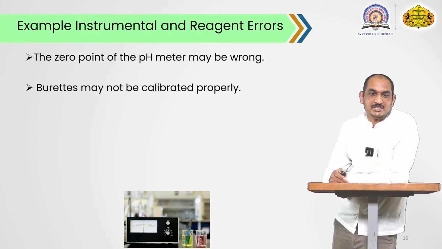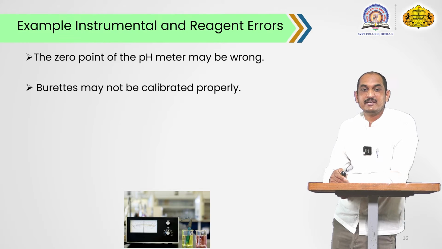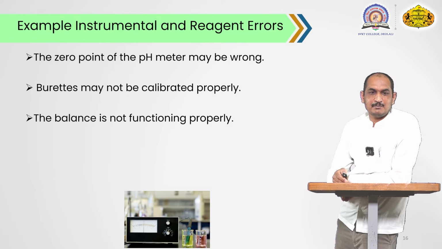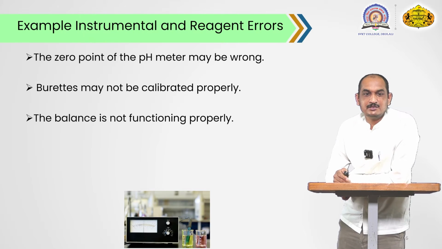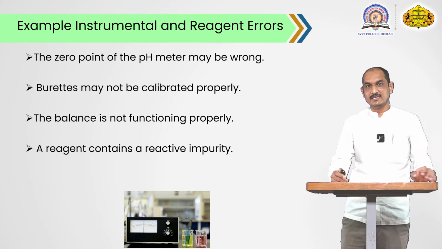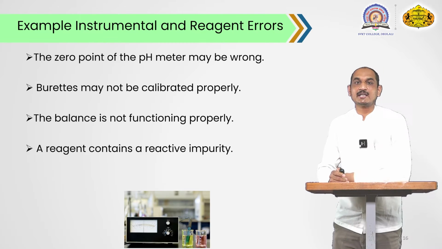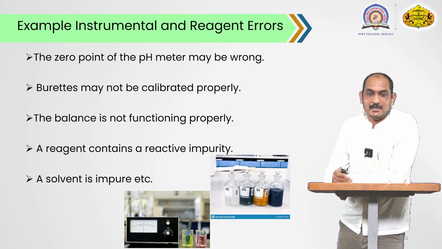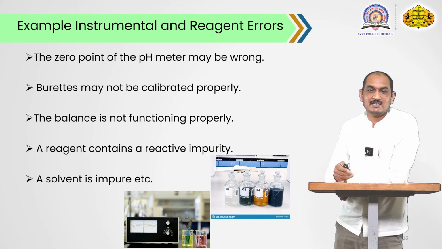Another example of instrumental error is that the burette may not be calibrated properly before the volumetric analysis. Another example is that the balance is not functioning properly, so it cannot give the proper weighing before the analysis of the sample. Another example of reagent error is when a reagent contains a reactive impurity, or the solvent has an impurity. These are some examples of instrumental and reagent errors.